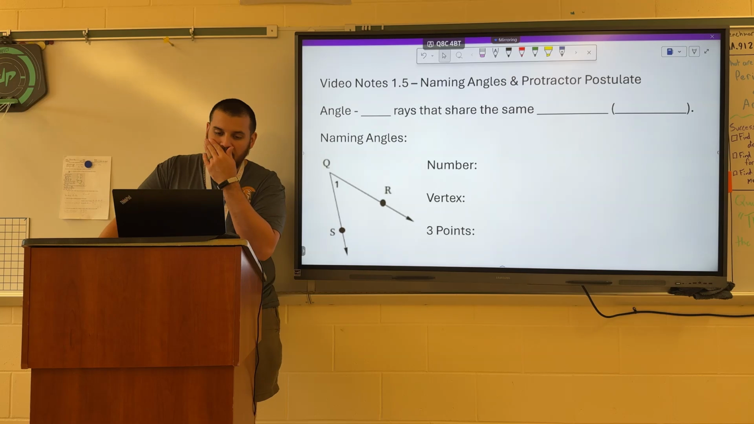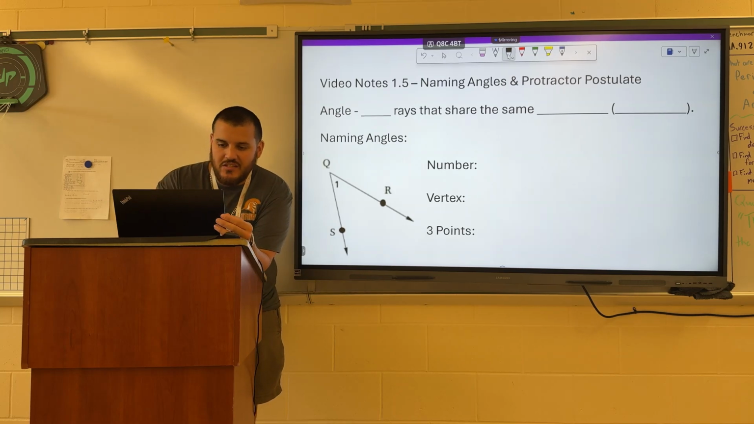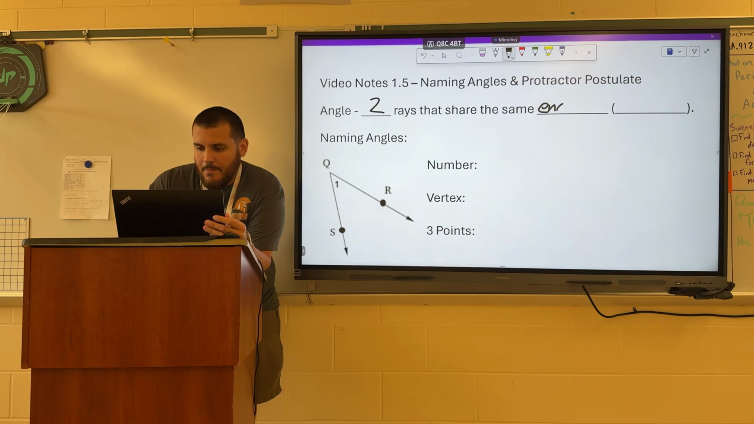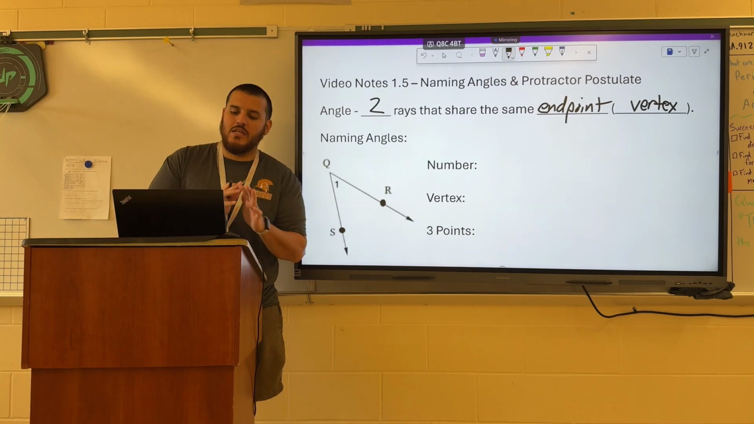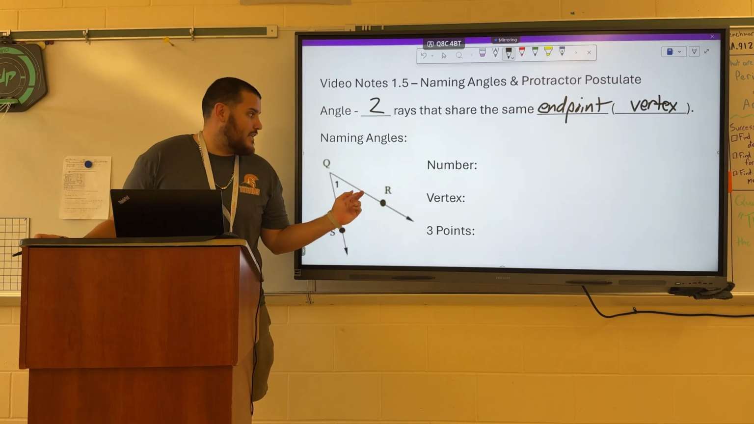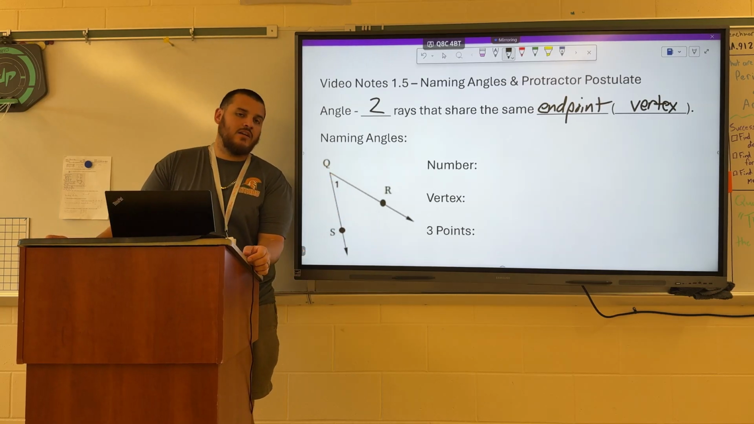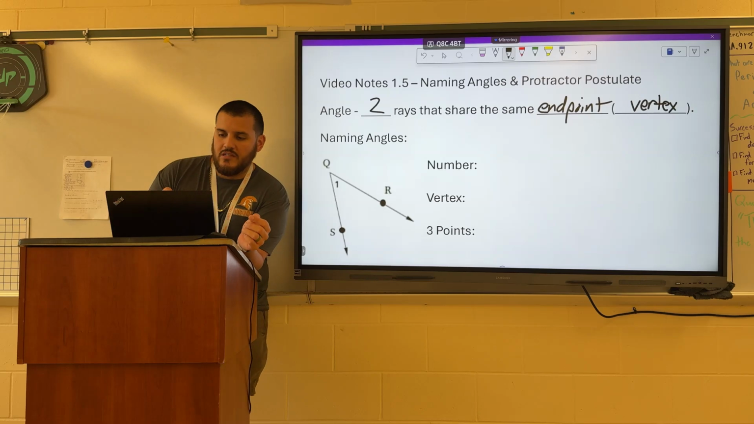So, a precise definition here. An angle is just two rays that share the same endpoint. All right, and the endpoint of a ray is called a vertex in an angle, right? Where those two rays meet each other is called a vertex. So as we look at the figure here, the vertex of this angle is going to be point Q.